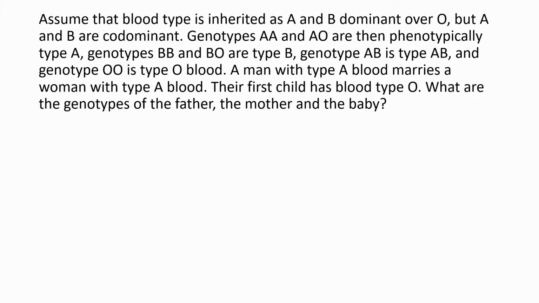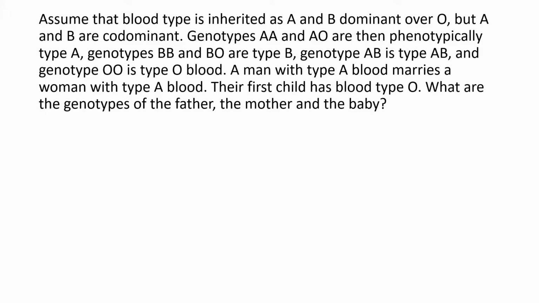Okay, so this is another problem that we did in class, but I'm going to do it here so you guys have it to look at. So A and B blood type are dominant over O. A and B are codominant with each other. So we've got an explanation of which blood type has which phenotype, etc.